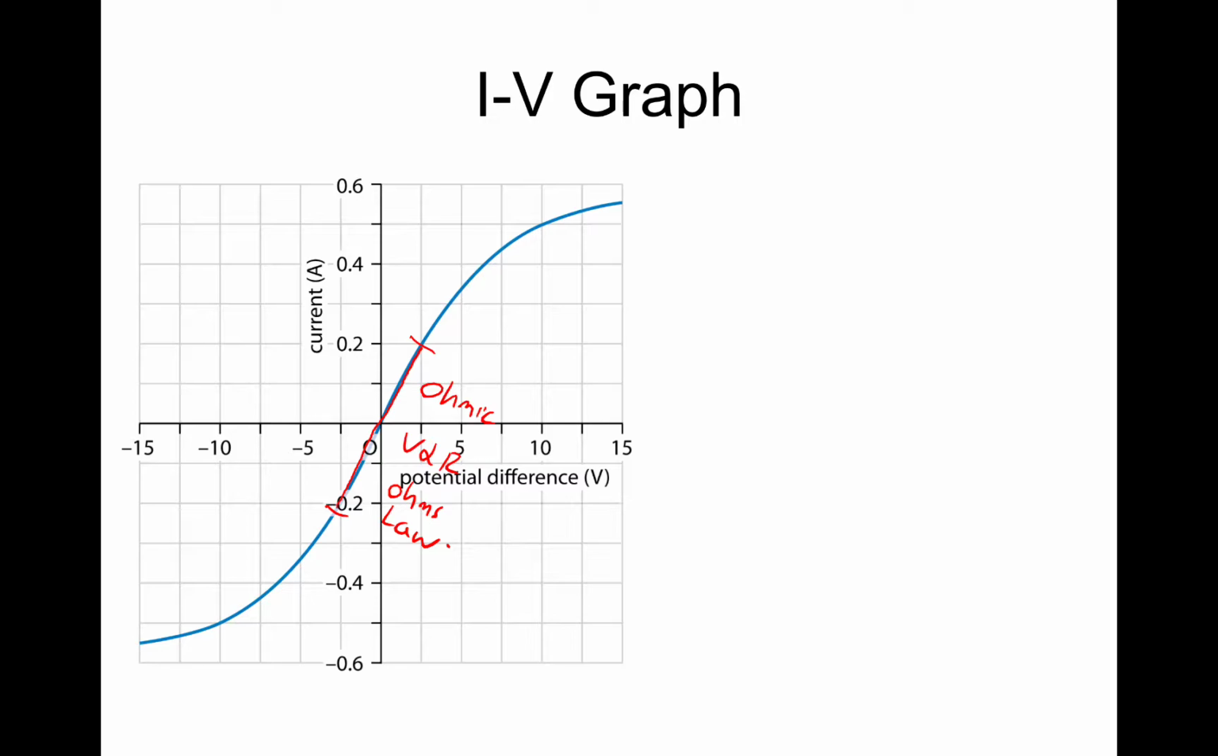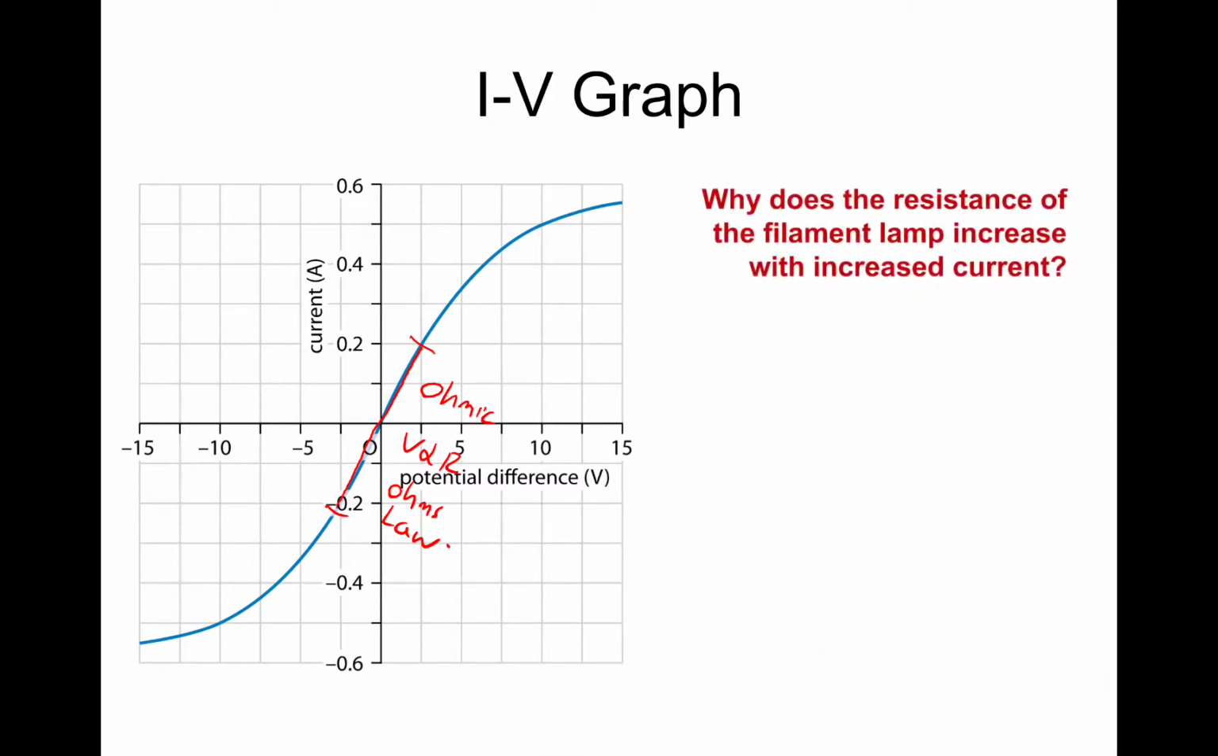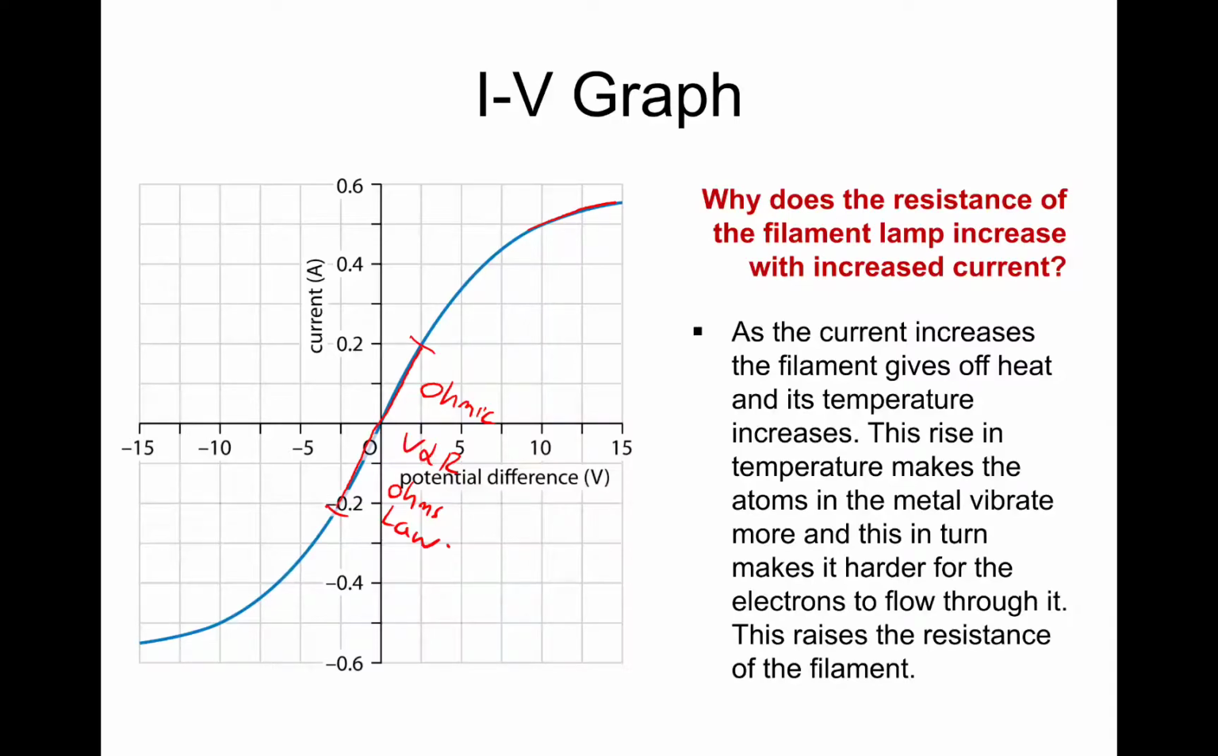What you are asked a lot is, why does it do this? And it's quite straightforward. Why does the resistance of the filament lamp increase with increased current? As you can see, there's more current, more voltage. The current's going up, but it starts to go up less and less, and that's because the resistance is increasing. As the current increases, the filament gives off heat and its temperature increases. This rise in temperature makes the atoms in the metal vibrate more, and this in turn makes it harder for the electrons to flow through it. This raises the resistance of the filament. So that's a full explanation of how it works.